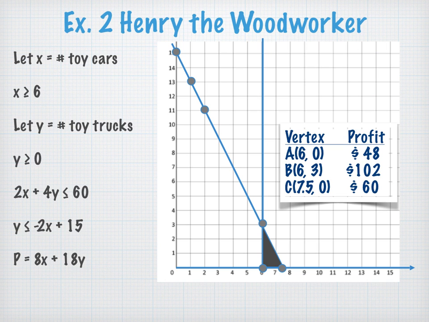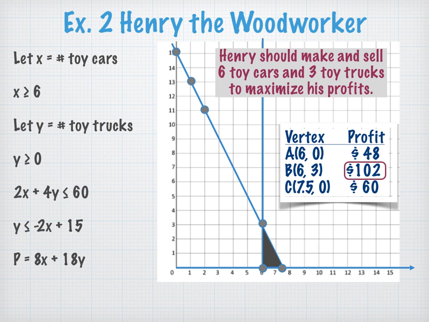So this is what we came up with for the constraints and the graph. And he makes the most profit by making and selling 6 toy cars and 3 toy trucks.